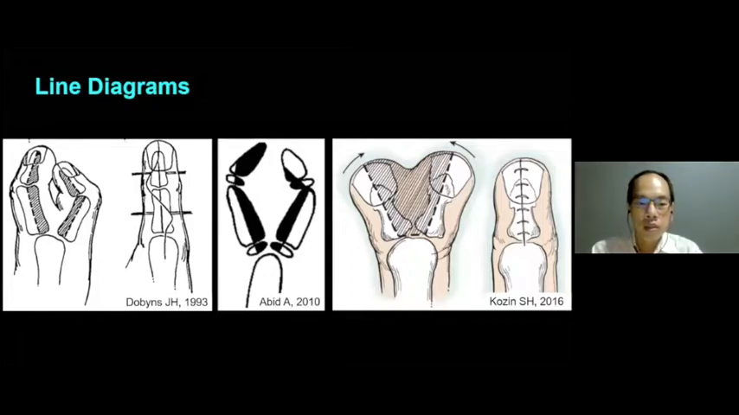So you will find line diagrams such as these appearing in papers and textbooks. And the 1,000 words the pictures do not tell you is the difficulty that is taken in order to match the congruency of either the metacarpophalangeal joint or the interphalangeal joint.